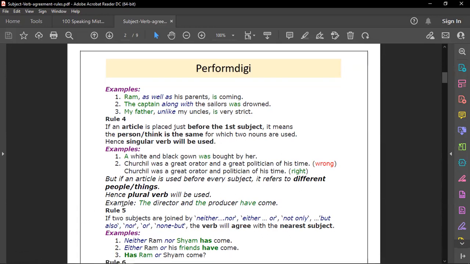Like the director and the producer have come.